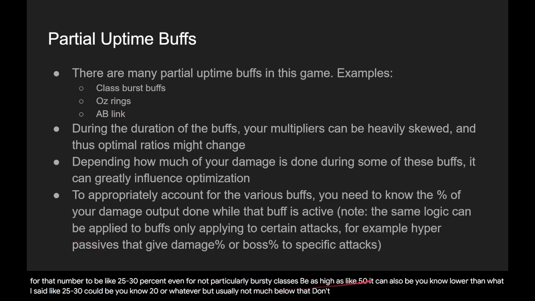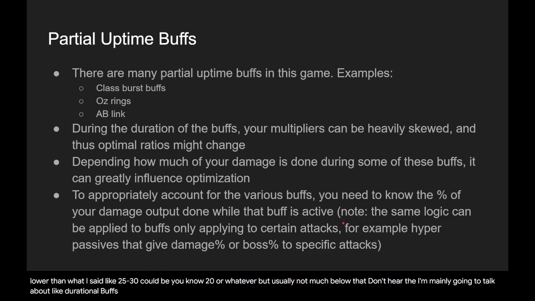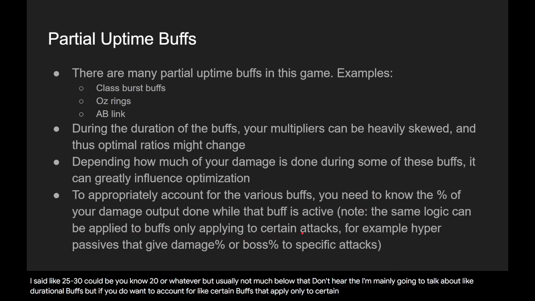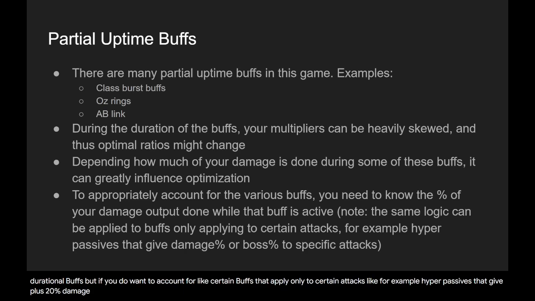And a quick note here, I'm mainly going to talk about durational buffs, but if you do want to account for certain buffs that apply only to certain attacks, like for example hyper passives that give plus 20% damage to one of your skills, it's a very similar computation, and I'll try to clarify in the next slide how you would do that.